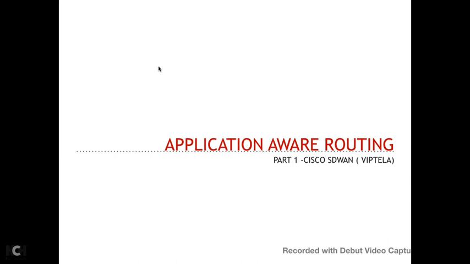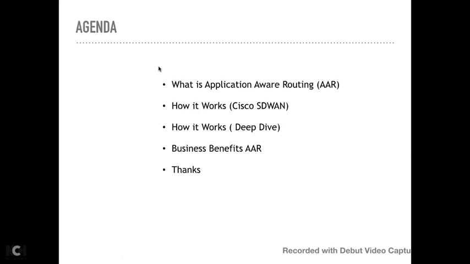So we will kick off with that presentation on AAR along with a demo in my part 2. Part 1 will focus on the following agenda. We are going to see what application-aware routing is and how it works in Cisco SD-WAN, what the key components of Cisco SD-WAN, which is called Viptela at the moment, are. Maybe we will go on a deep dive on how it actually works, like what all the timers are and how the calculation happens. Finally, a wrap up with the business benefit, what exactly application-aware routing is going to give to our enterprise customer, and then thank you. Okay, so let's kick off.